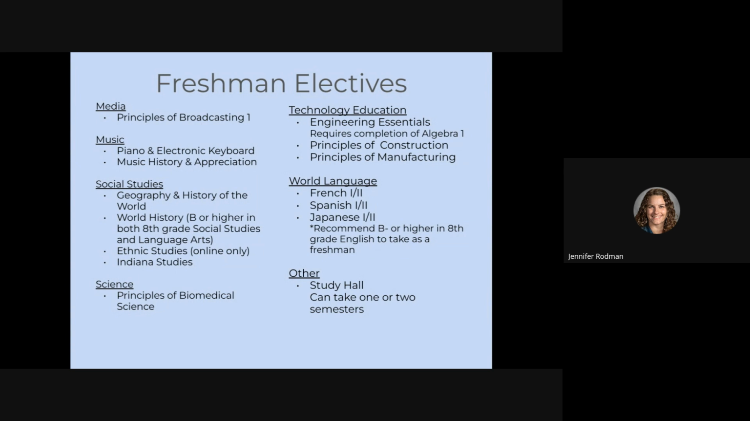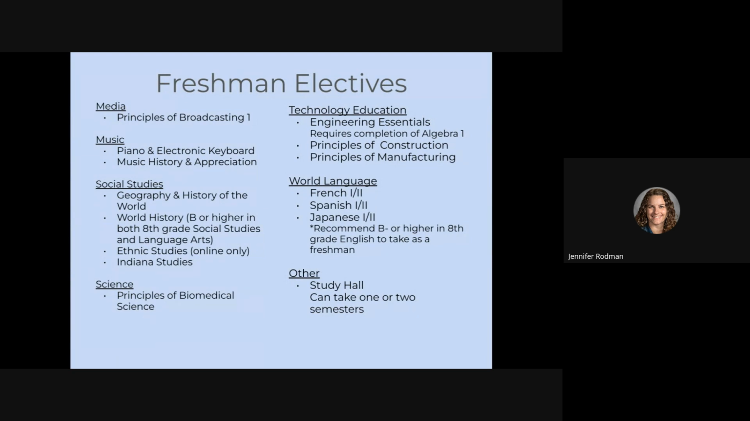As a freshman, the way to take that is you have to have completed Algebra 1. So as soon as you have completed Algebra 1, they can take that engineering class to see if that's something of interest. We also have a couple more hands-on construction and manufacturing classes. And then there are those world language electives.